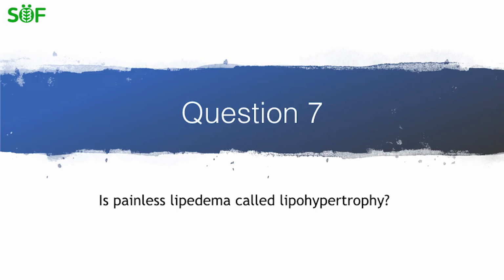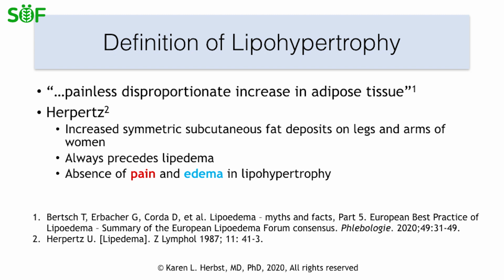Is painless lipedema called lipohypertrophy? I can't even pronounce it. I know, lipohypertrophy. And that just means increased fat. So the definition of lipohypertrophy is painless, disproportionate increase in adipose tissue. One of the original descriptions is that there's increased symmetric subcutaneous fat deposits on the legs and arms of women. That sounds like lipedema. And Herbst said that it always precedes lipedema. So you start off by growing fat, it's not painful, and then over time it becomes painful and you develop edema and then you have lipedema.